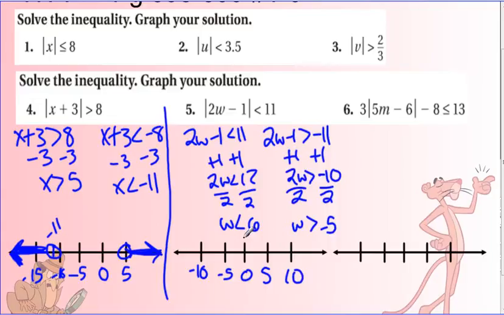Well, let's do less than 6. 6 is like here. So we need a hollow dot at 6 shaded less than. We need a hollow dot at negative 5 shaded greater than. So it'd be the stuff in between.